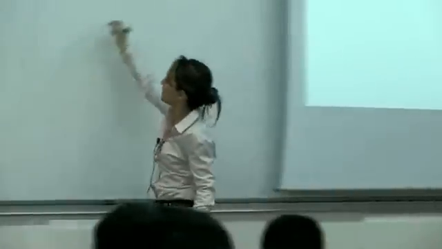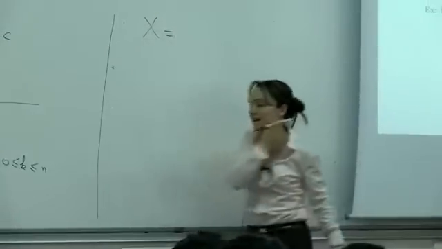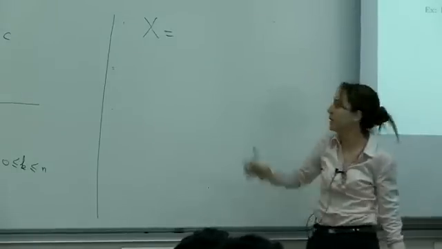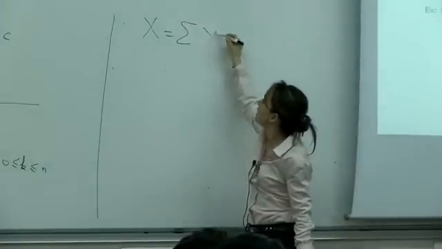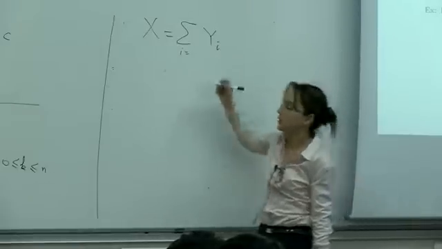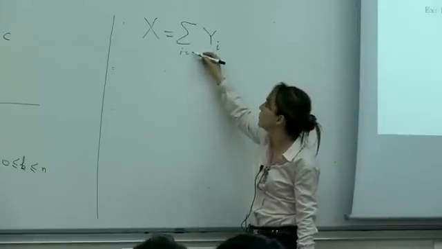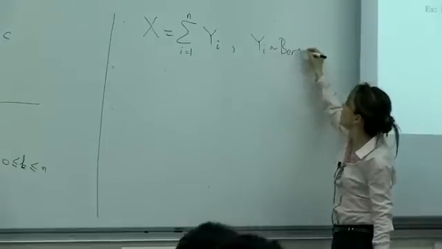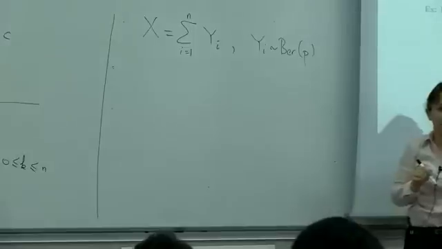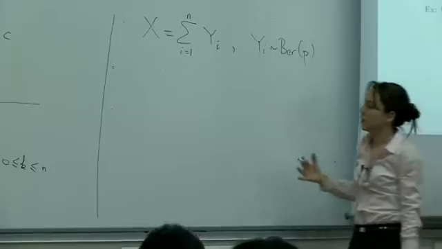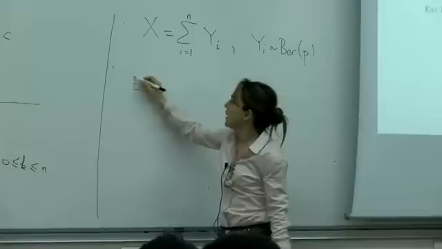Bernoulli random variables. Okay? So if X is binomial with parameters n and p, without loss of any generality, X can be written as a sum of n IID, independent, identically distributed Bernoulli random variables. Okay? Yi is Bernoulli with probability p. Good. What is the expectation of X then?